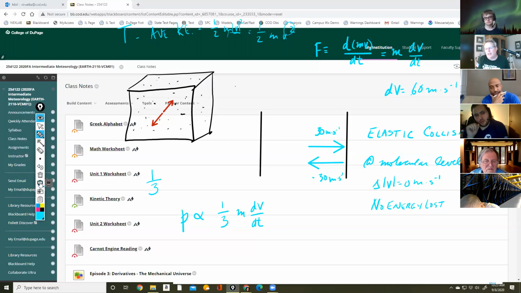Then I put them all together and I go, well, the pressure is related to the mass times the change in the velocity with respect to time. Okay, so it's with respect to all 3 dimensions, but in this case, it's just in one dimension. Right. So the concept of thirds, that's where that number is coming from. You have 3 sets of walls in 3 dimensions.